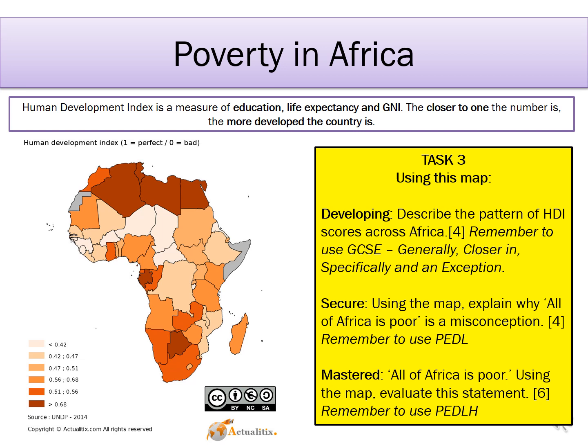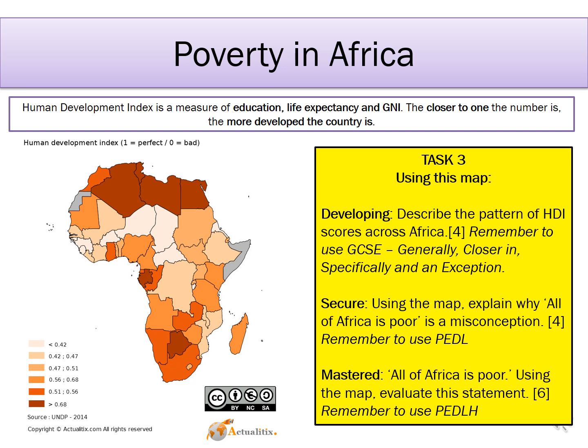For the secure question, it says, using the map, explain why all of Africa is poor is a misconception. So in a PEDAL paragraph, you need to use what you can see in this map to explain why that statement is not true. So your first statement or sentence in your PEDAL paragraph might start with, in the map, I can see that. And then you can use that to structure the rest of your answer.